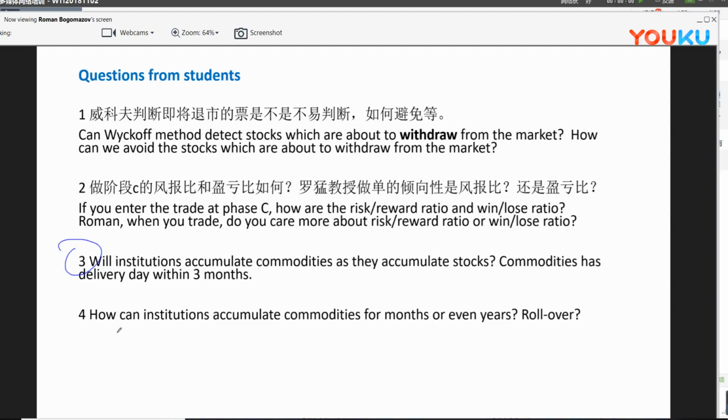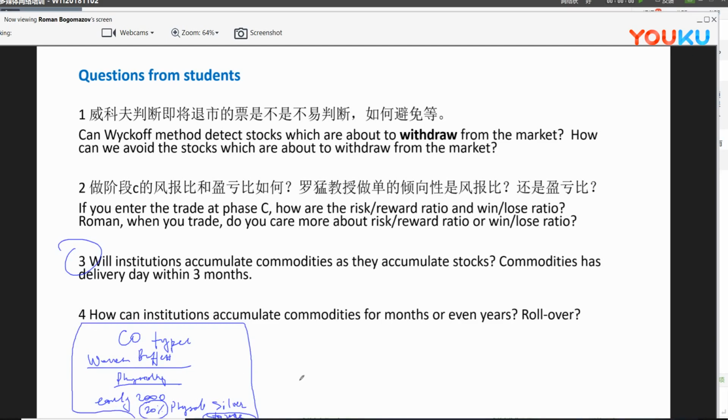So there will be two types of institutions, right? CEO type of institutions, somebody like Warren Buffett, those type of institutions could actually physically accumulate some of the commodities. I remember in early 2000s, Warren Buffett bought about 20% of actual physical silver, and he stored it in a storage for that purpose. So imagine he bought 20% of silver and just walked it into his storage, and that 20% of world silver was not available to anybody. So that's just one type of the CEO way to control the supply of a specific commodity.